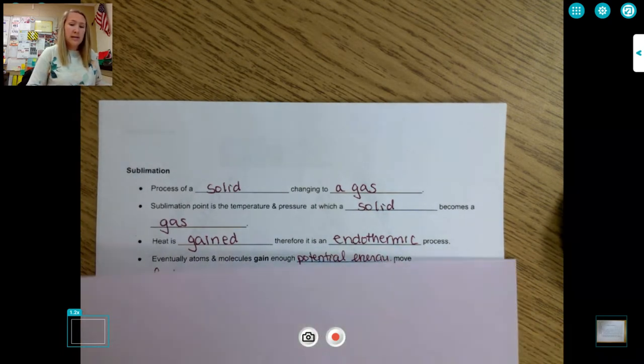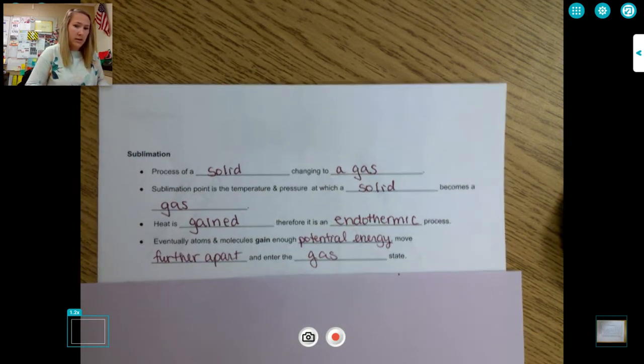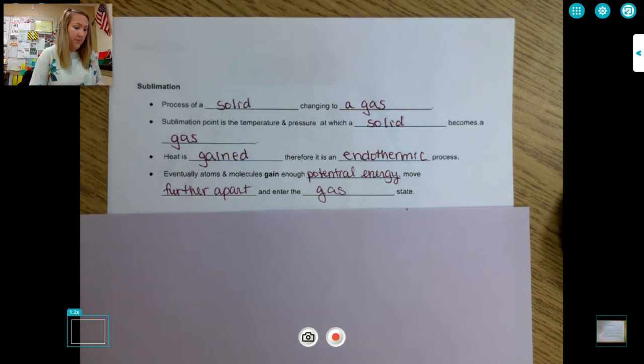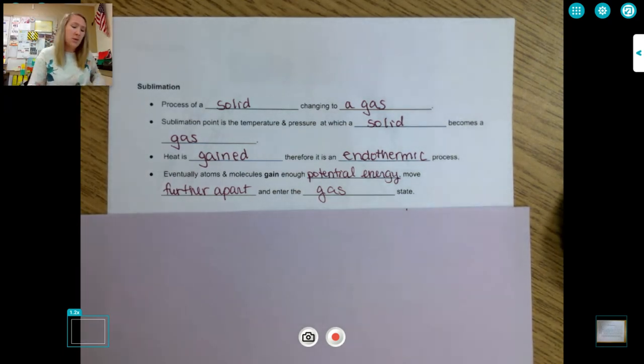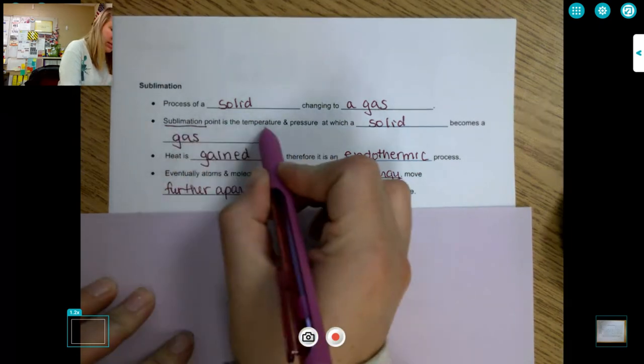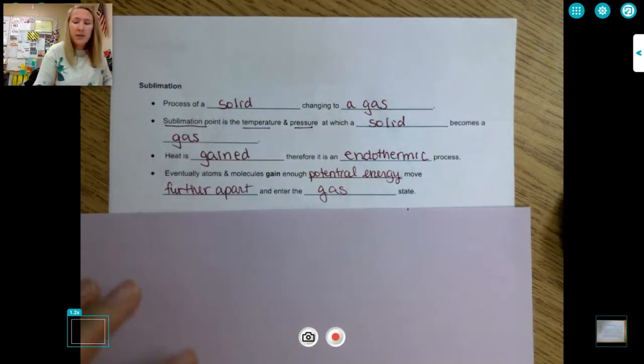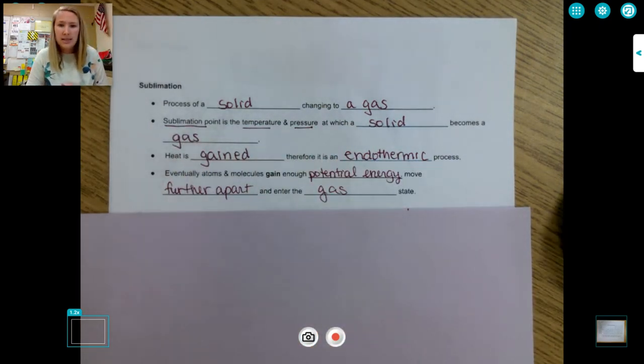Then we have two processes that you might not have heard of before. The first one is sublimation. Sublimation is the process of a solid changing to a gas. The sublimation point, again, is a specific temperature and pressure at which a solid becomes a gas. Heat is gained, therefore it is endothermic. Eventually, atoms and molecules gain enough potential energy to move further apart to enter the gas state.